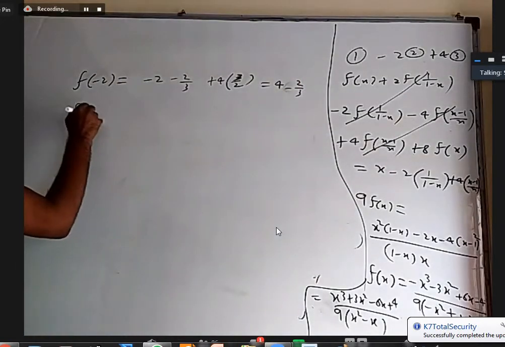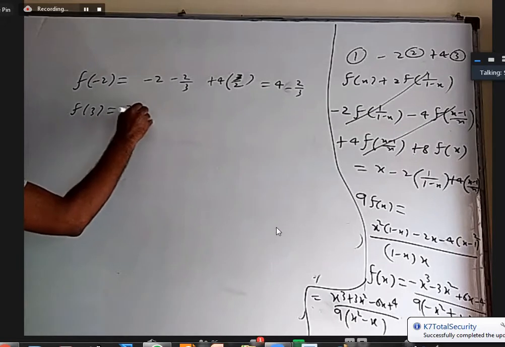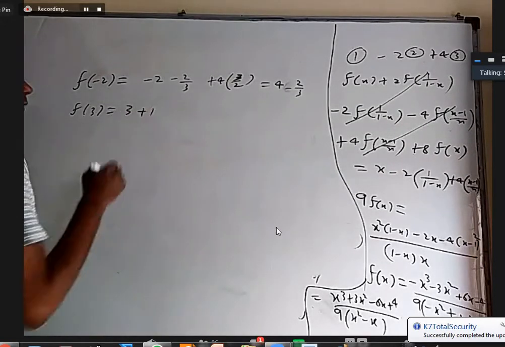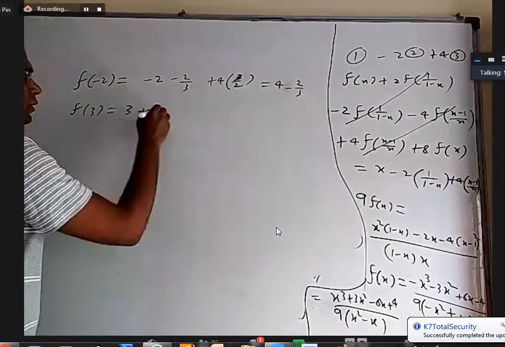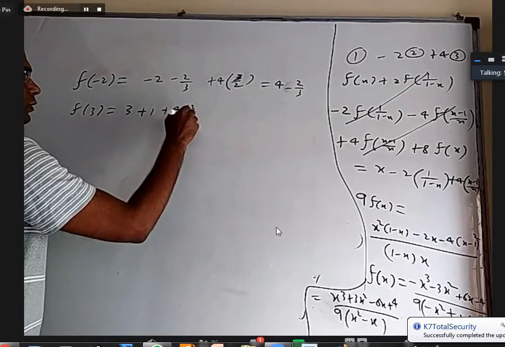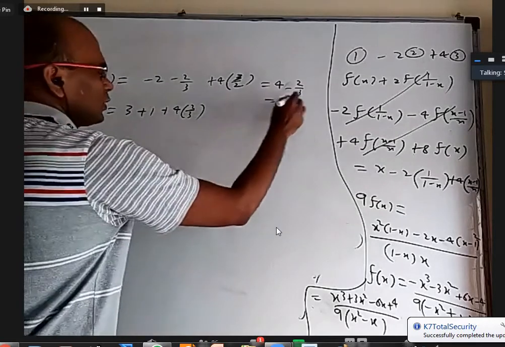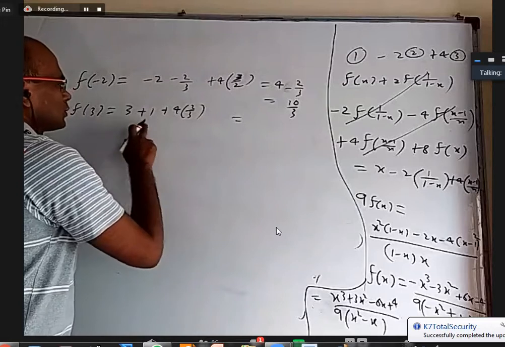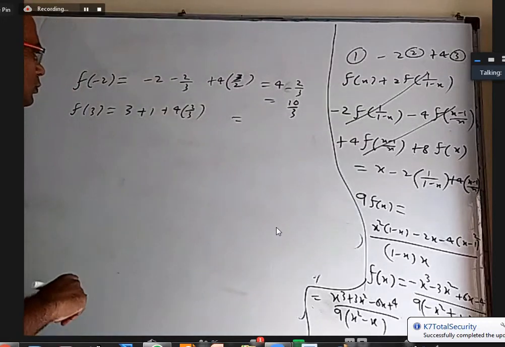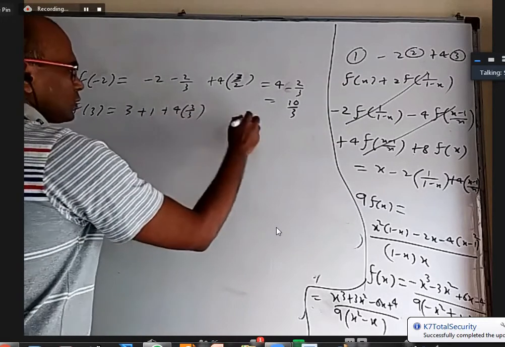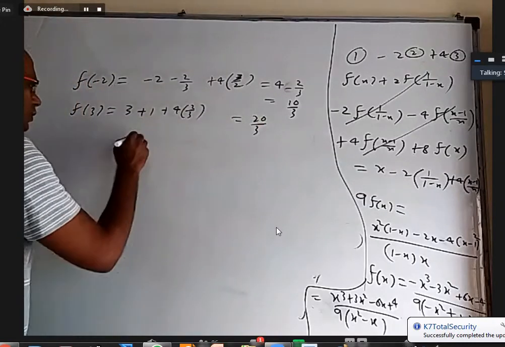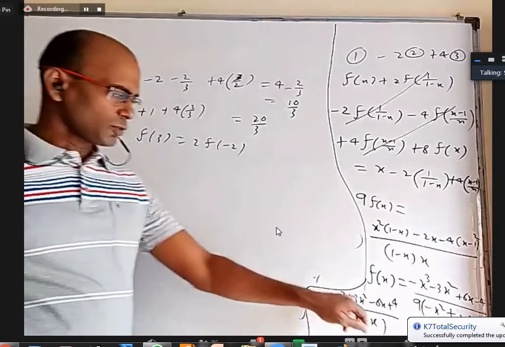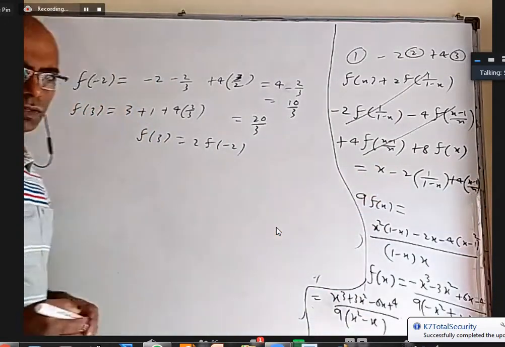When I take f of 3, what will happen? That will become minus 2, so plus 1. And there when I put 3, it is 4 into 2 by 3. Anyway, this is 4, 3 are 12, so 10 by 3. This is 4, 12 plus 8, 20 by 3. So f of 3 is 2 times f of minus 2. You can substitute here. I just substituted here. Doesn't matter. Anywhere you can substitute.